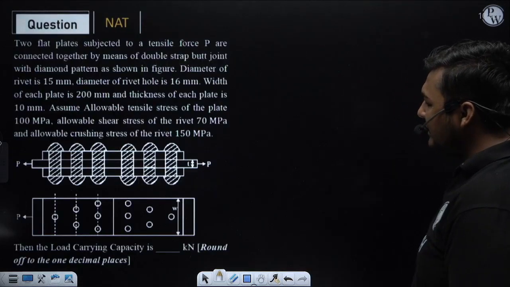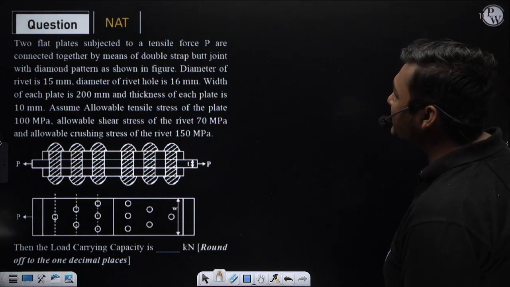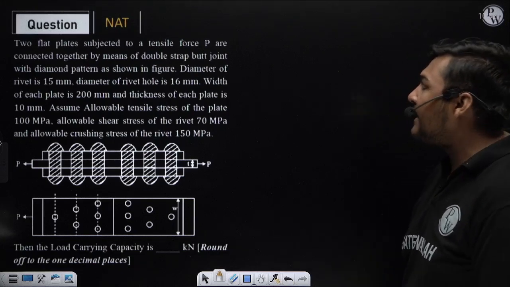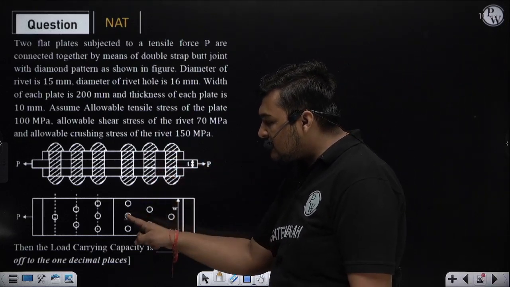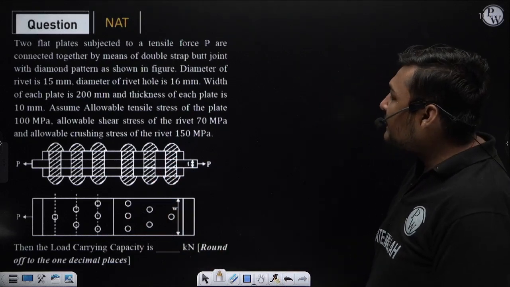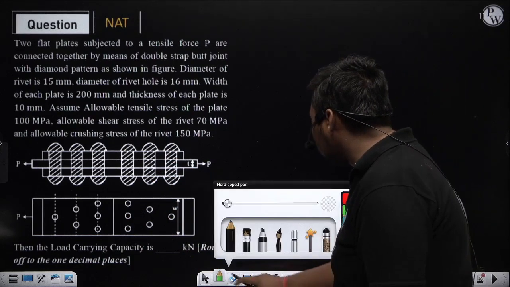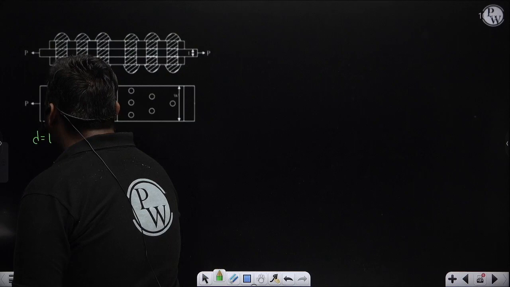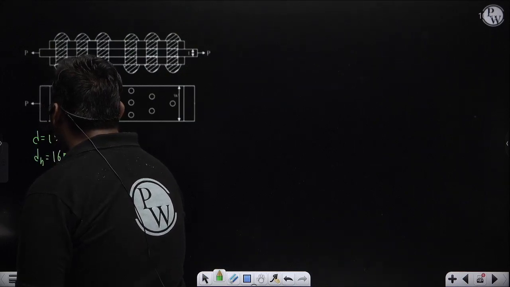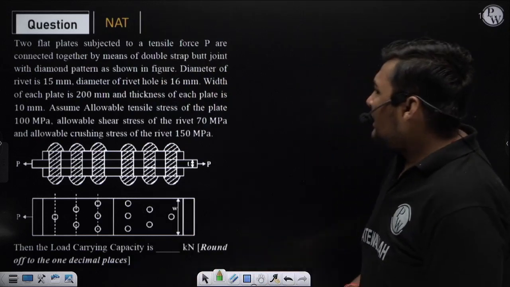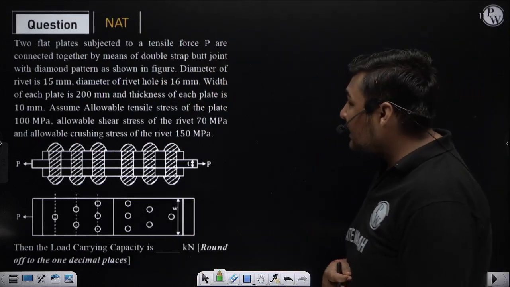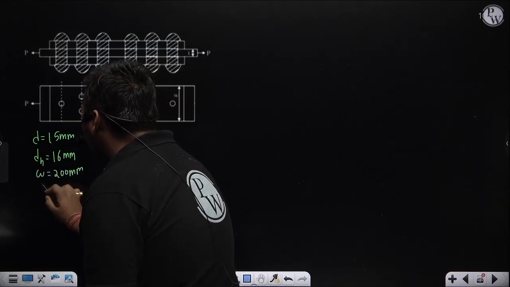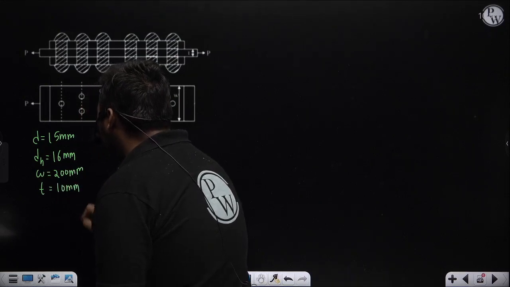It is the question. What is this question saying? Two flat plates subjected to tensile force P are connected together by means of double strap plate butt joint with diamond pattern as shown in figure. So it is double strap plate butt joint with diamond pattern, you can see. Diameter of rivet is 15 mm and diameter of rivet hole is 16 mm. Now width of each plate is 200 mm and thickness of each plate is 10 mm.